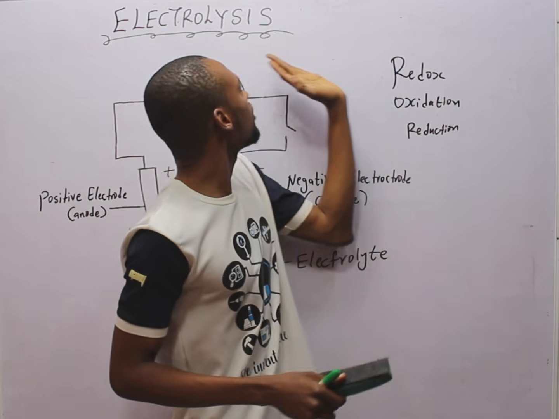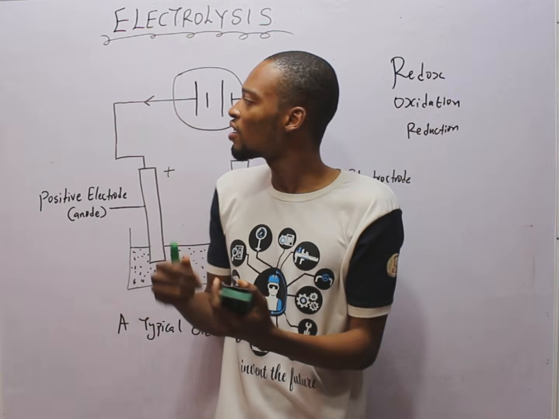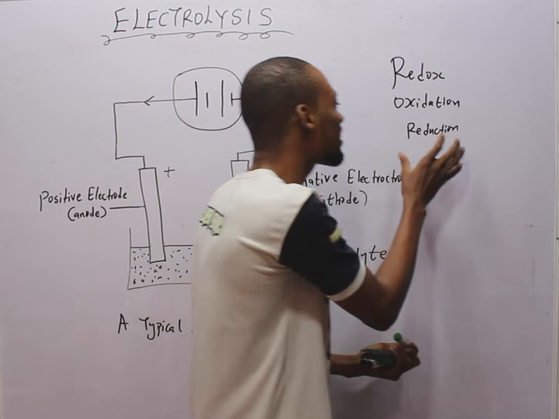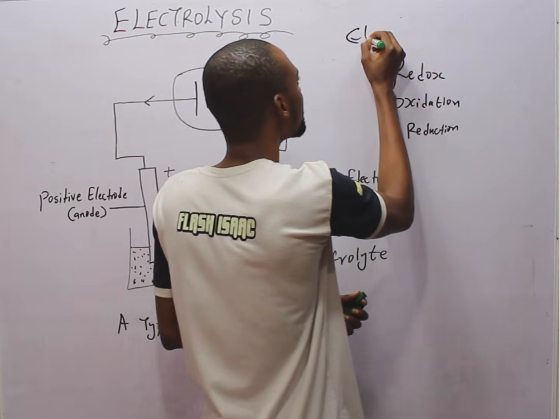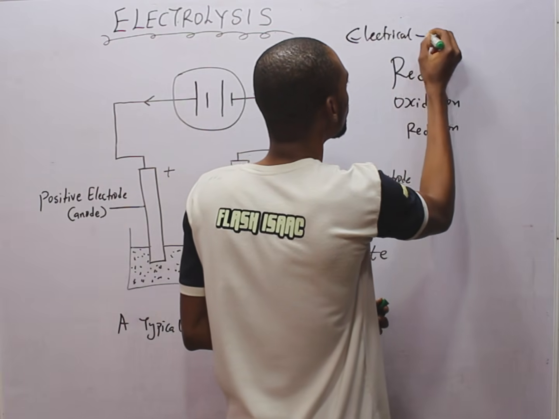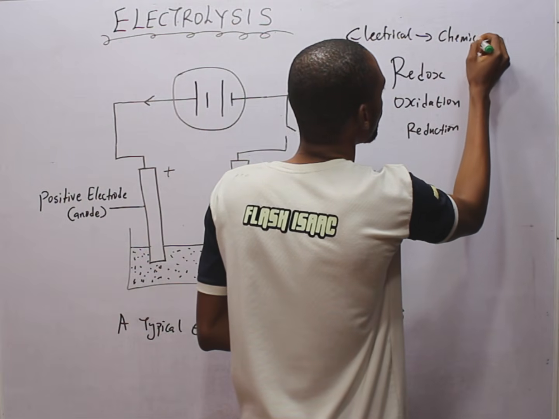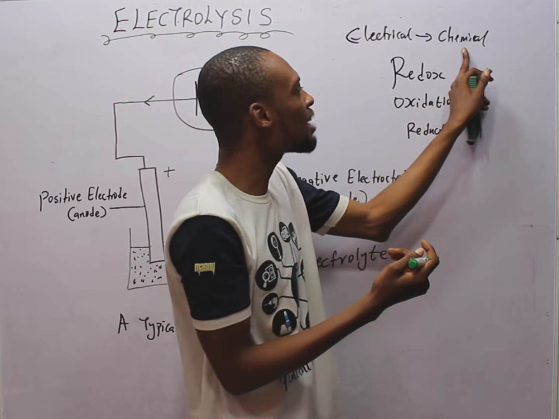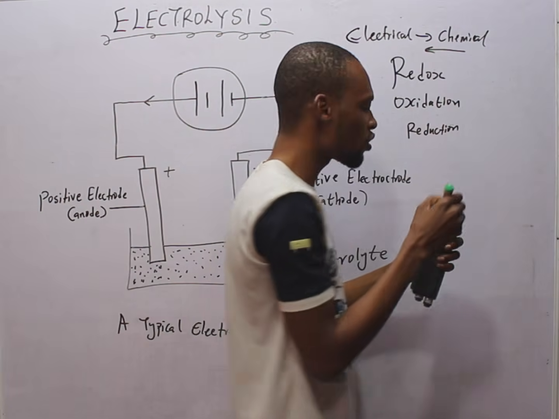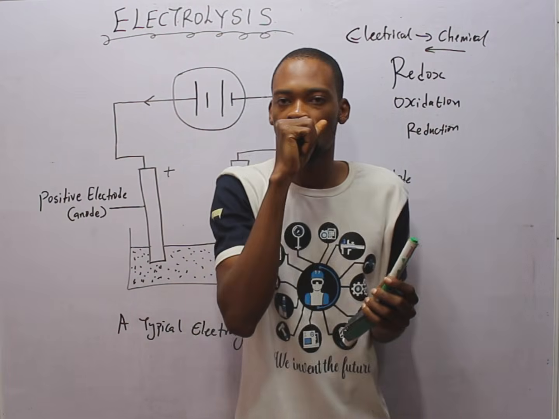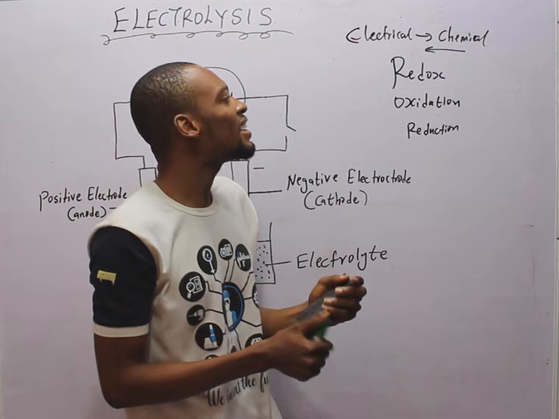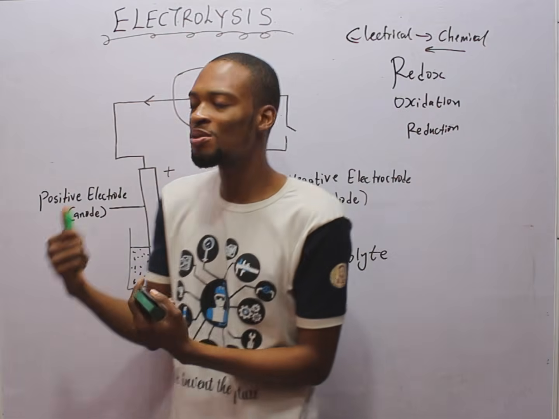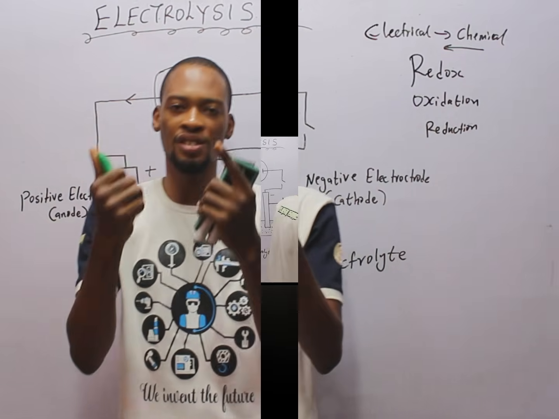So, in electrolysis, there is conversion of energy. Electrical energy is being converted to chemical energy. Meanwhile, in electrochemical cells, chemical energy is being converted to electrical energy. In electrolysis, electricity is being used. Meanwhile, in electrochemical cells, electricity is being generated.